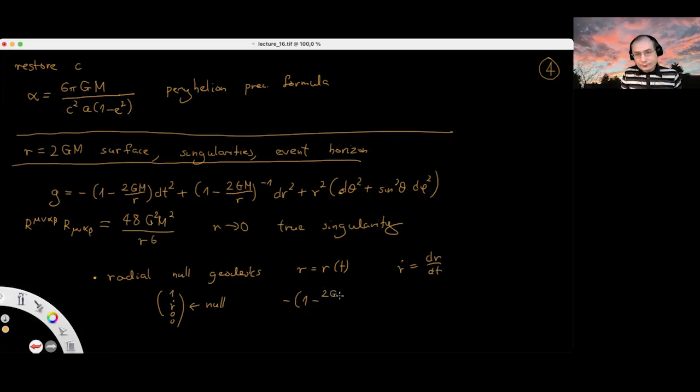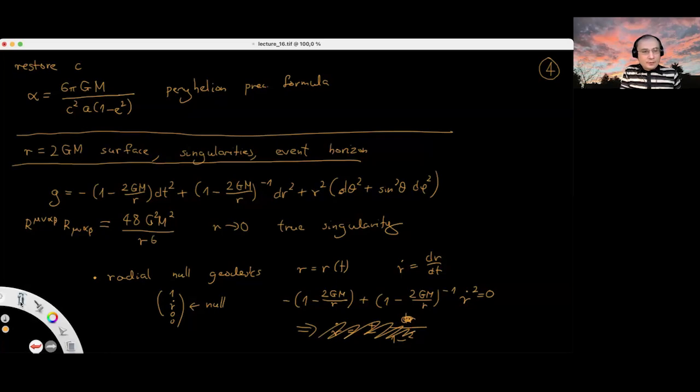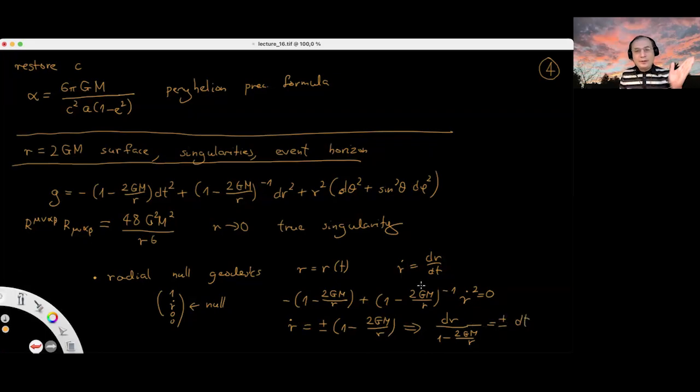−(1 − 2GM/r) + (1 − 2GM/r)⁻¹ ṙ² = 0, where ṙ is just dr/dt. And this has two types of solutions: ṙ is equal to plus or minus (1 − 2GM/r). We can integrate this by separation of variables: dr/(1 − 2GM/r) is equal to plus or minus dt. Depending on the sign, you will get ingoing or outgoing geodesics.